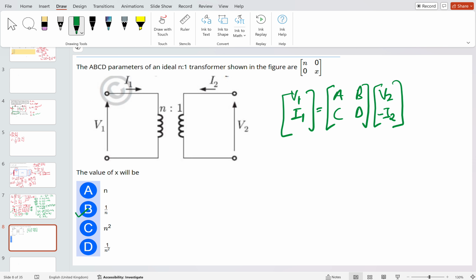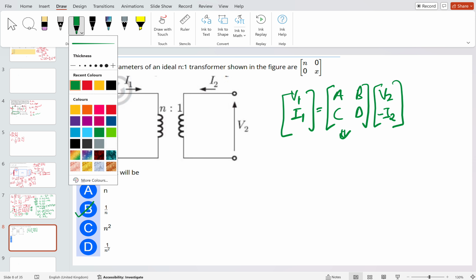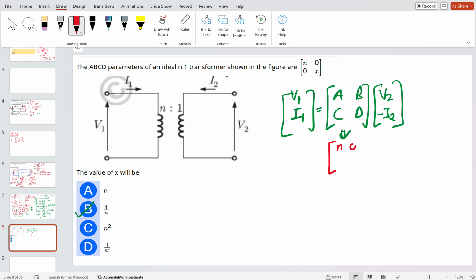Option B is correct. So in this problem, the matrix is already given. It is simply n, 0, 0, x. It is asked what is the value of x. So x is equal to I1 by minus I2 at V2 equal to 0. It means that when you short circuit the output side, it is being asked what is the value of I1 by I2.